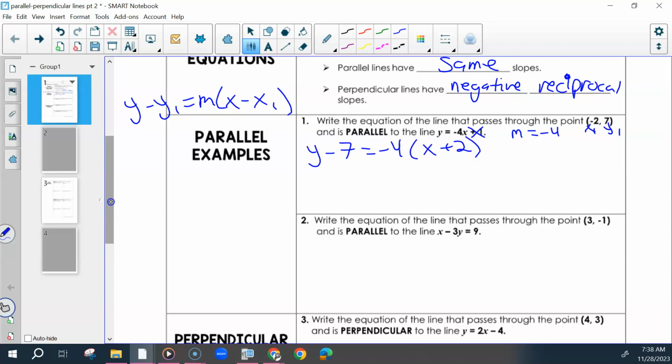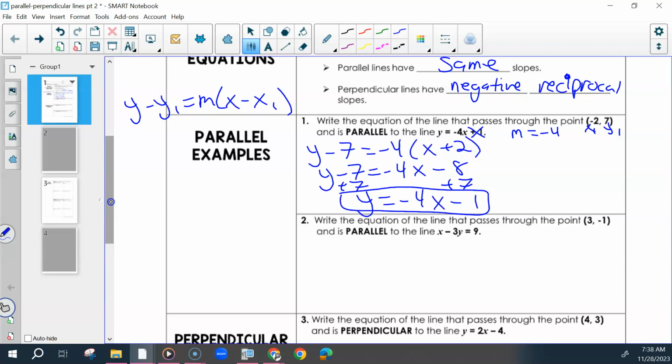And then to solve, we distribute and then add 7 to both sides. So our new equation would be y equals -4x minus 1, which is parallel to the original. It has the same slope, different y-intercept, and I'll show you later that it goes through that point.